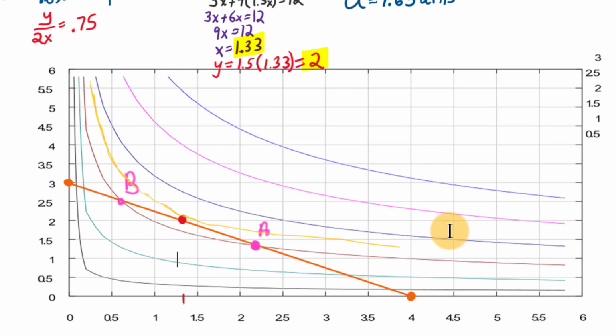Now, if our solution had been somewhere like, over here, we would know that that's the wrong solution. Let's label that C. That can't be right because it's not on the budget line. It doesn't look like the slope of the budget line and the slope of indifference curves are anywhere close to the same in this region. We would know to go back and check our math. We've probably done something wrong.